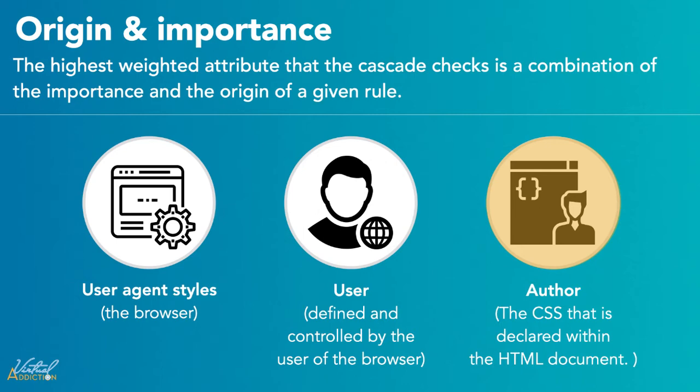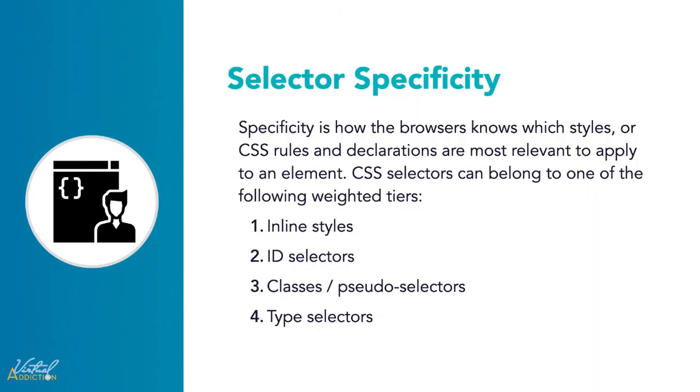When the browser comes up against two or more conflicting CSS declarations and one wins at the origin and importance level, the CSS Cascade resolves to that rule. No questions asked. However, if the conflicting declarations have the same level of importance or origin, the cascade moves to consider selector specificity. This is the second weight in our CSS Cascade.